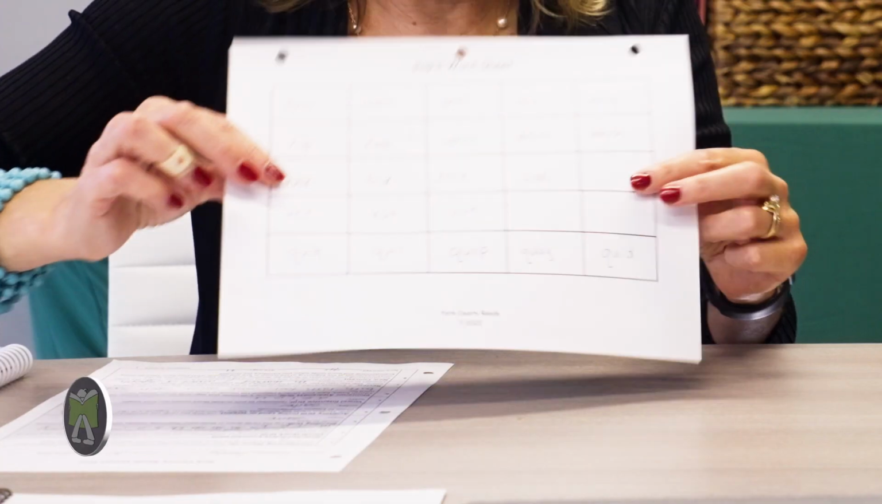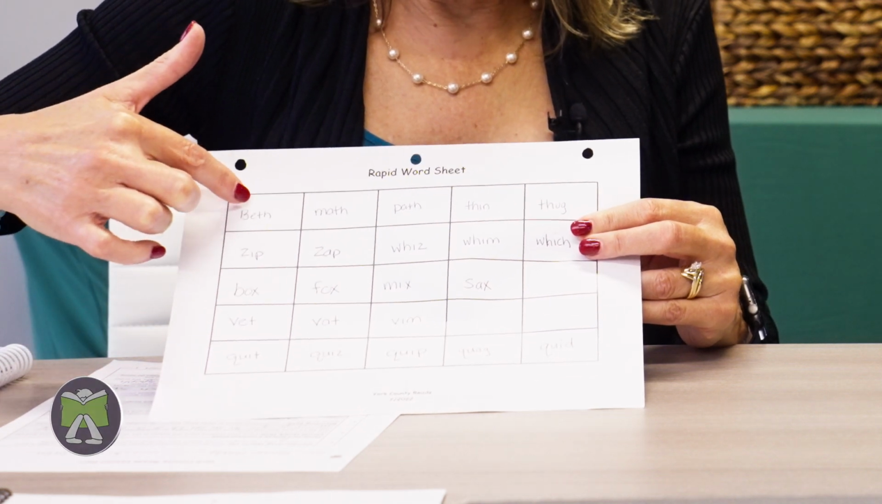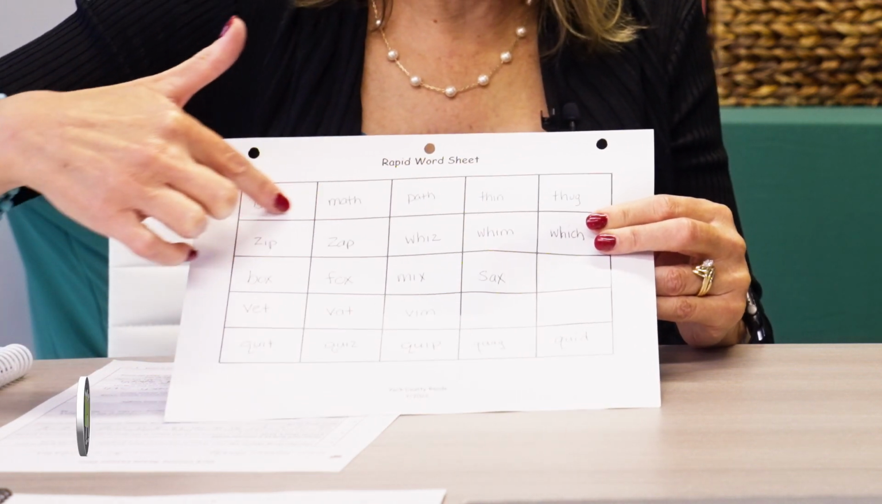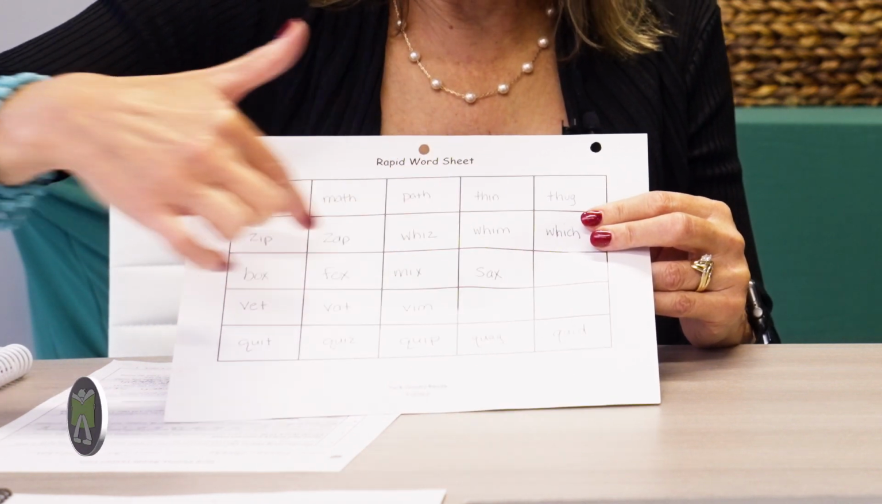Okay, so the last time we got together, do you remember what concept we talked about? The soft TH sound. Very good, which sounds like? Excellent. So I have on this rapid word sheet, the first 4 lines I have filled out with the soft sound of TH being the top line for review. That's the review portion. And then some additional words for review.